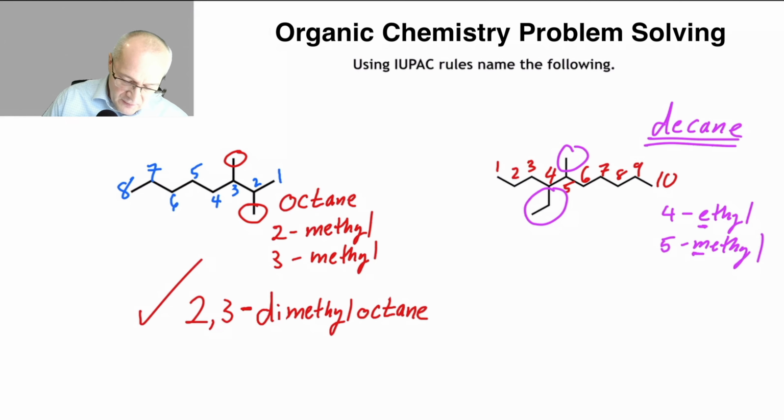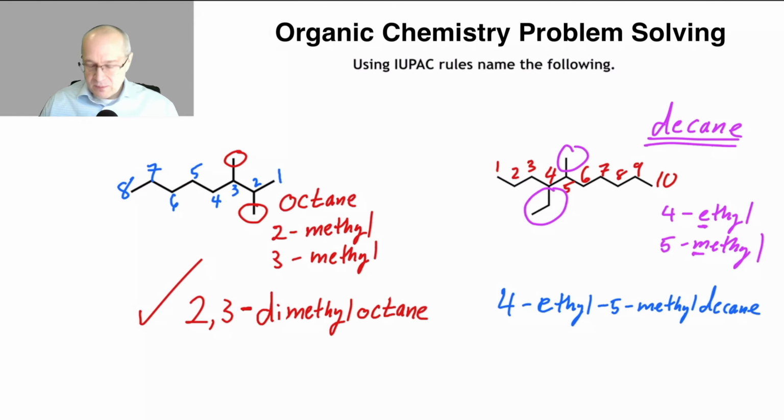So put all this together. 4-ethyl-5-methyldecane. Now, let's consider this name. 4, dash, so between letters and numbers, always a dash, ethyl, dash, 5, dash. Letter, dash, number, dash, letter. Always. Methyldecane. Methyldecane is all one word. And that's how you would name example 2.